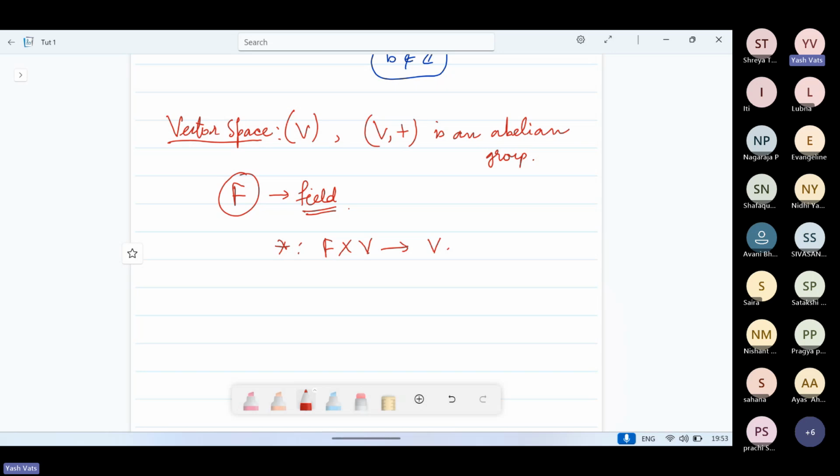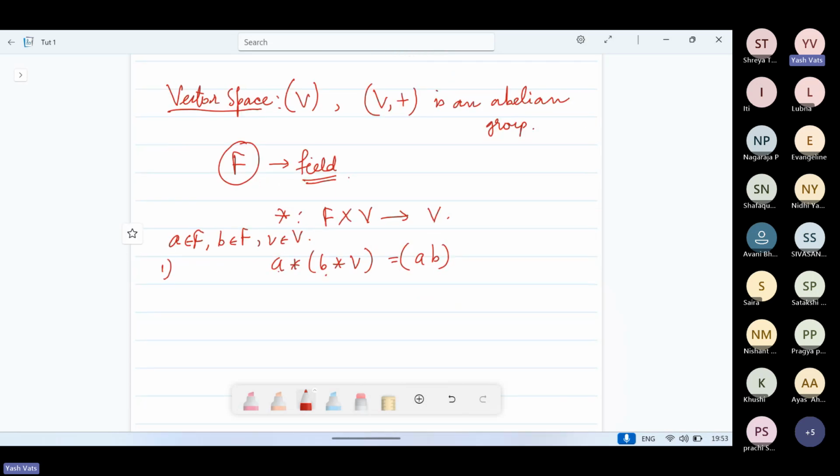So the first property: if you have A star B star V, then it should land up with A. This is one confusing relation, I think I should use another notation. A is a member in the field, B is a member in the field, and V is a member in the vector space. Then you get AB, which should be in F, and then star V.